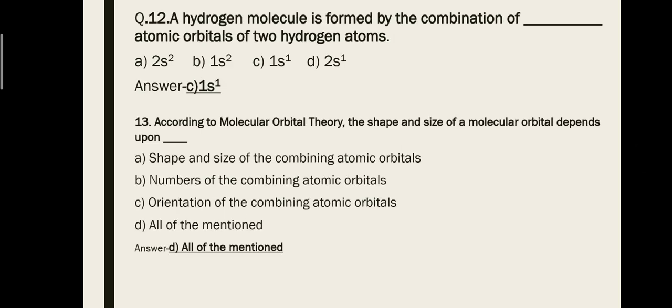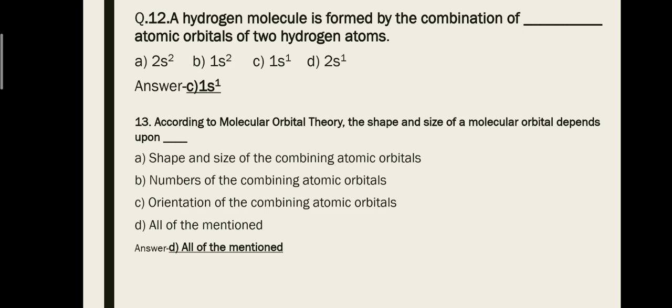Unpaired. Question number 12. A hydrogen molecule is formed by the combination of atomic orbitals of two hydrogen atoms. Options are A. 2s2, B. 1s2, C. 1s1, D. 2s1. The correct answer is C.